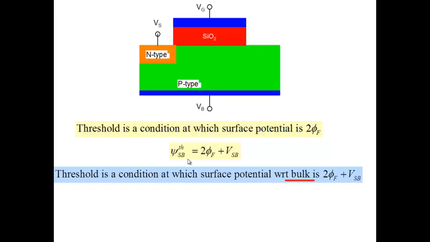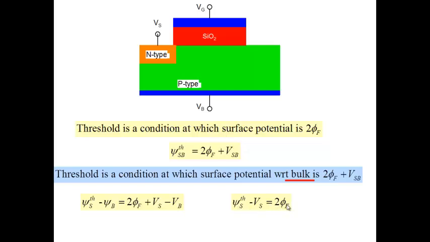But look at this term here. Psi SB is what? Surface potential measured with respect to bulk. VSB is what? Source voltage measured with respect to bulk. Let me write it like this here. Psi S threshold minus psi B equal to 2 phi f plus Vs minus Vb. What is psi B? Potential in the bulk. What is this? Potential in the bulk. These two will cancel. So psi S at threshold minus Vs is equal to 2 phi f.